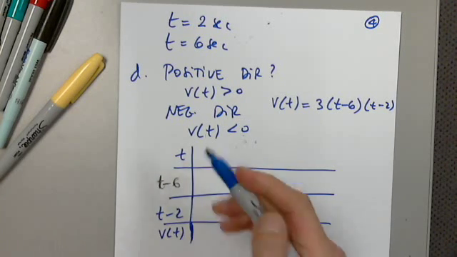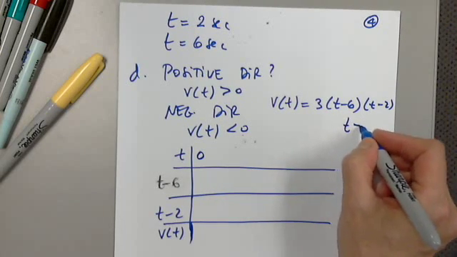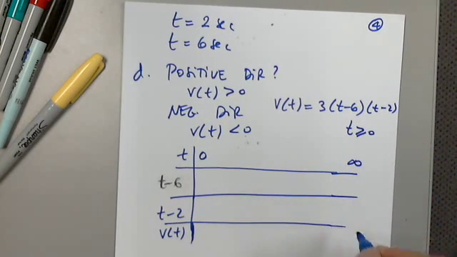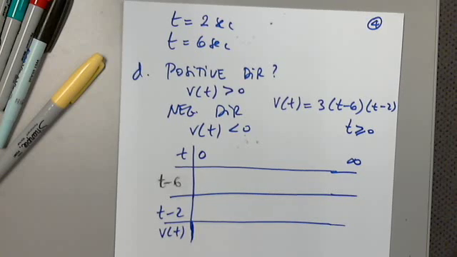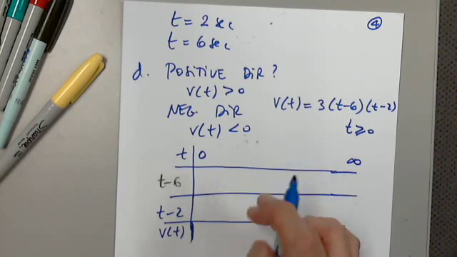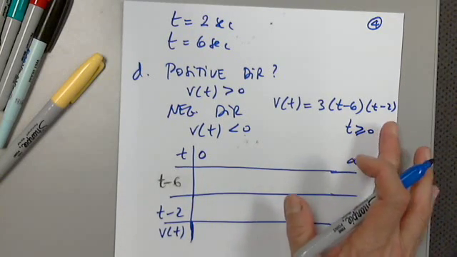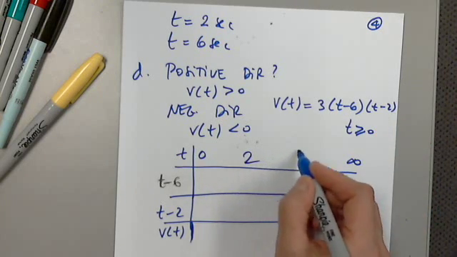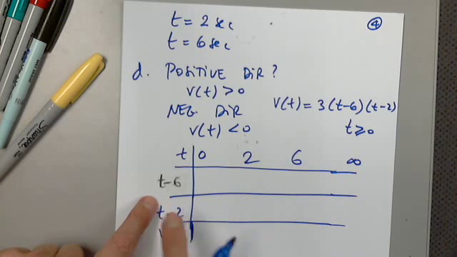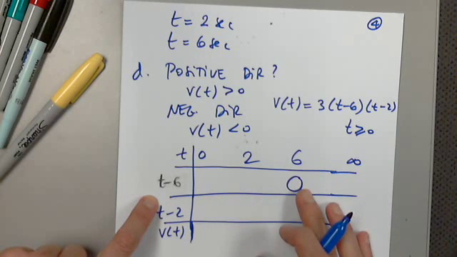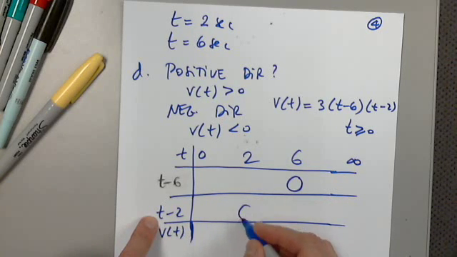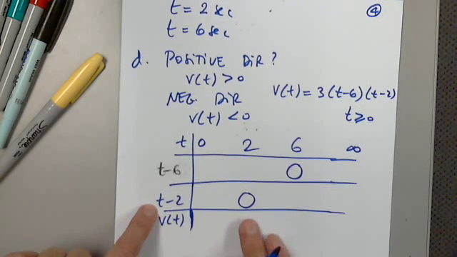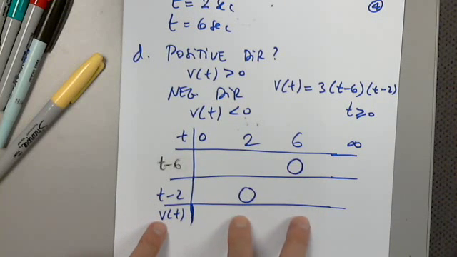So obviously time is from 0 to infinity. We're told that it's greater than or equal to 0. We found that the velocity is 0 at 2 and 6. Very good. So we know that t minus 6 is 0 when t is 6. And we know that t minus 2 is 0 when t is 2. What happens to the velocity when t is 2 or 6? Zero. Correct.